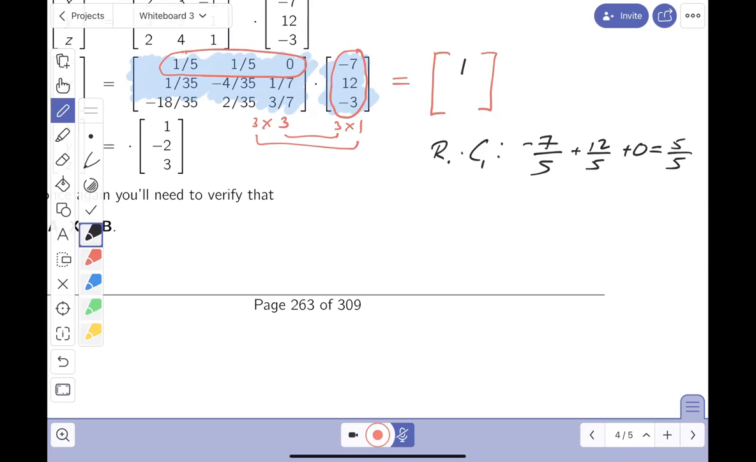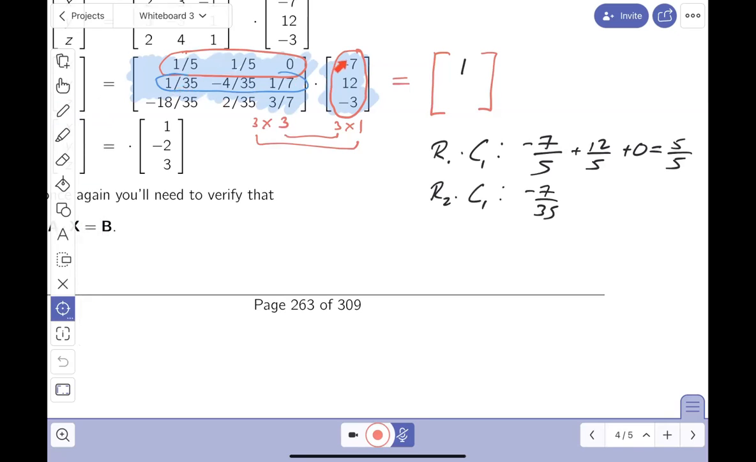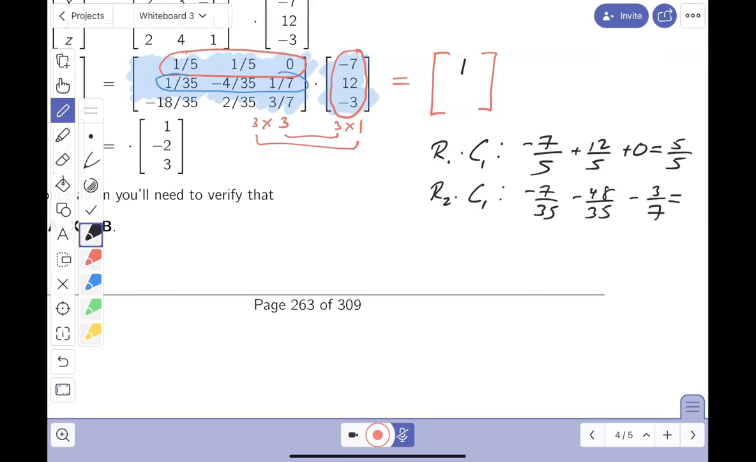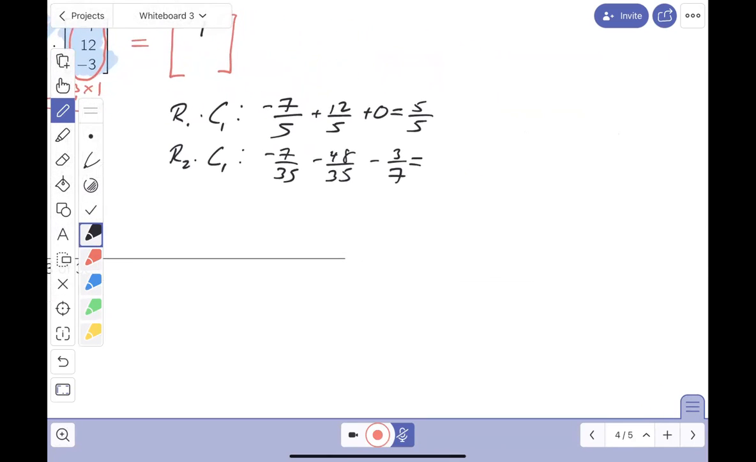Let's do the next one. I'll write this down for you. Row 2 times column 1. Minus 7 35ths. Put out what I'm doing over here. This times this times this, and this times this. Yep, you need to not do arithmetic. Minus 48 35ths. And then what do you get over there? Minus 3/7. More difficult, isn't it? Let's put this down. Let's see, minus 7 minus 48 is minus 55.